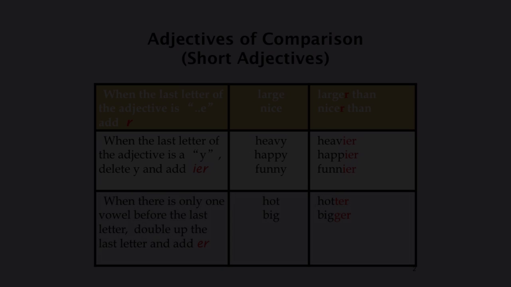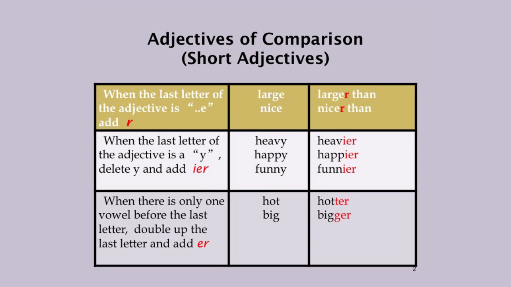There are certain rules to follow when forming adjectives of comparison. Here are the rules. In order to form adjectives of comparison for short adjectives which have one or two syllables, we can add R, IER, or ER to the adjectives. You may refer to the examples given.